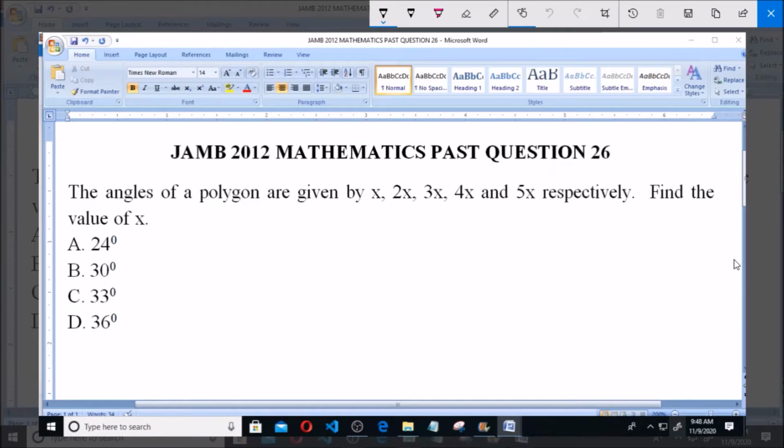Now looking at this, the number of angles simply suggests the number of sides of this polygon. That is 1, 2, 3, 4, 5. So this polygon is a pentagon. It has 5 sides.